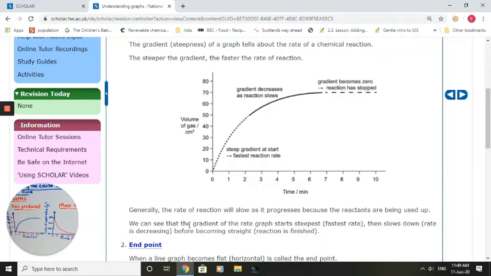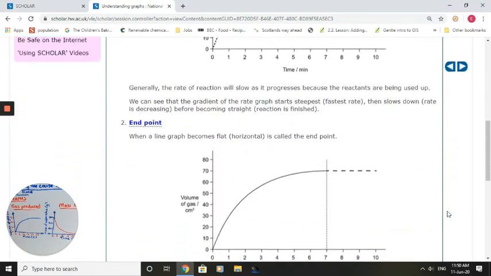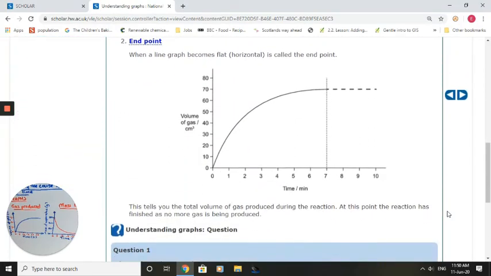And then we can see that the gradient of the rate graph starts steepest, then slows down before becoming straight, and that's when the reaction has finished. But the key idea is that we get a slowdown in the rate because the reactants are being used up. So I want you to copy down all of these sentences underneath where you've drawn these graphs. If you want to, you could re-sketch the graph, but you don't need to because you've just drawn the graphs in your notes.